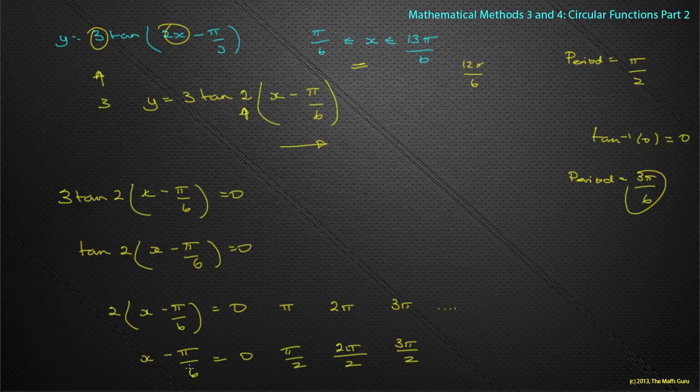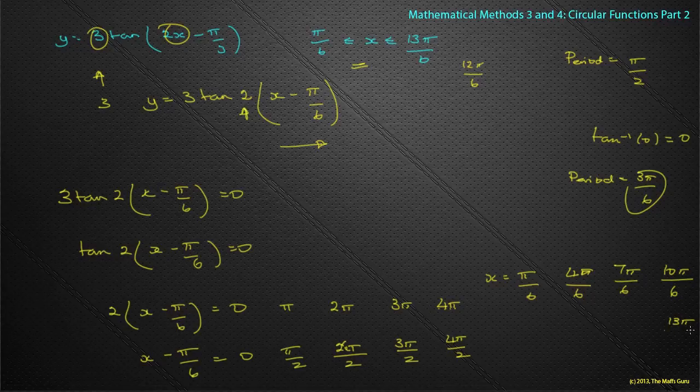So we're going to add pi on 6 to everything. You're going to get x is equal to pi on 6, 4 pi on 6, 7 pi on 6, and 10 pi on 6. All right, so are they our solutions? What would the next one be? Well, the next one would be 13 pi on 6, and actually, that would fit in. So I missed a value off. That should have been 4 pi upon 2, and I should have an additional one of 13 pi on 6.